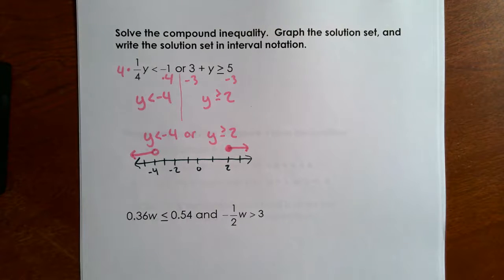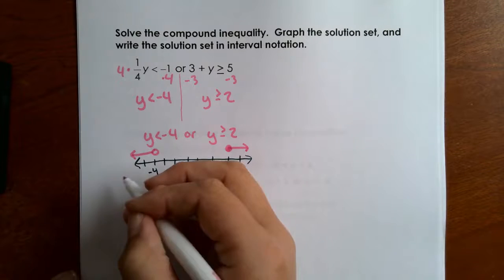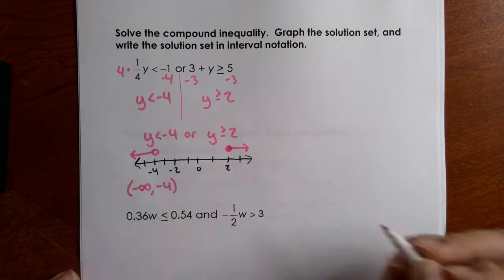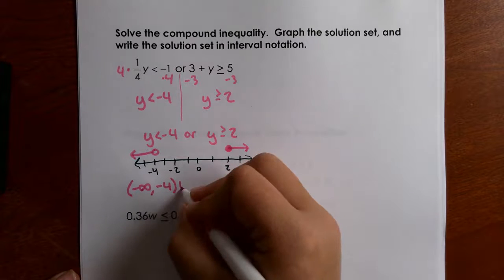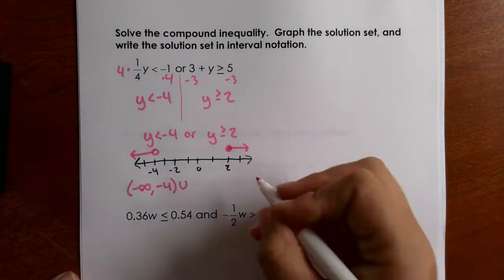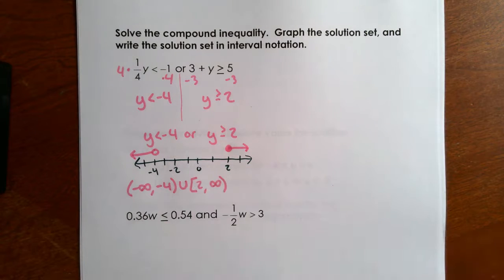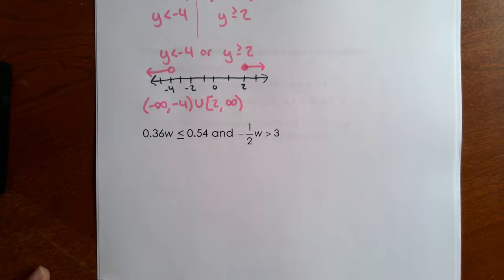There's my graph. My interval notation, I'm starting, my smallest is negative infinity to negative 4 with the parenthesis. Or, that means I use my union, 2 with a bracket to positive infinity. And there's my answer.